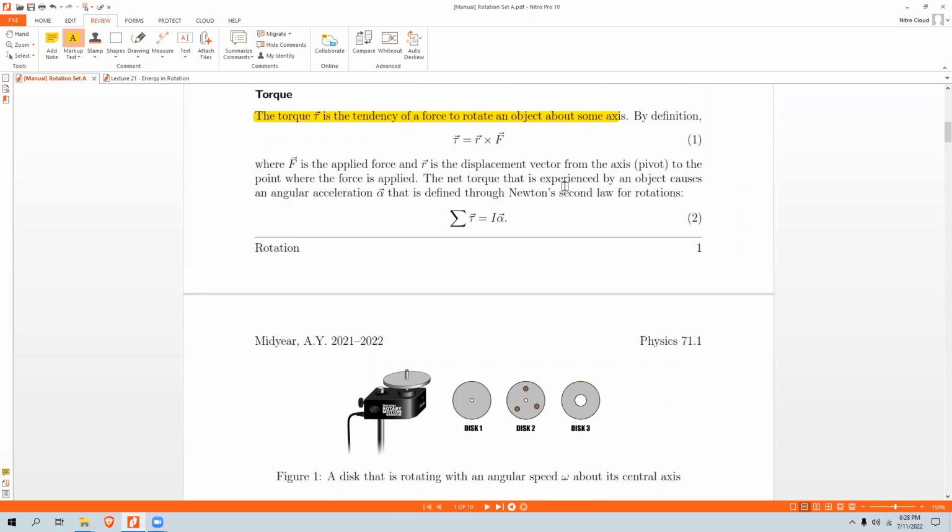The net torque experienced by an object causes an angular acceleration defined through Newton's second law for rotations. This is an analog to your F equals ma for forces. For rotations, you have tau equals I alpha. Your quantity I here is your moment of inertia, which we will be discussing a little bit later on.